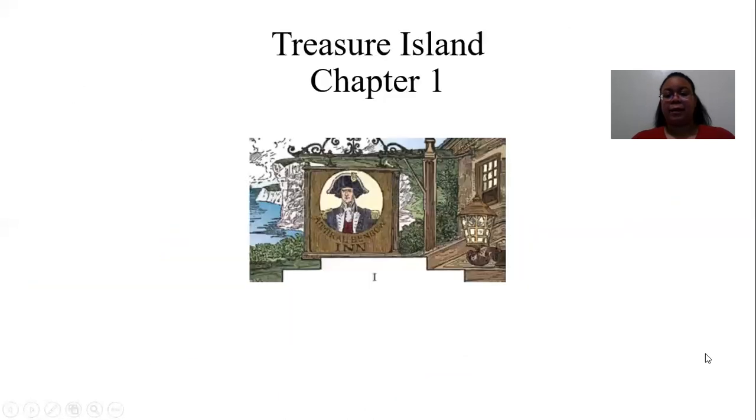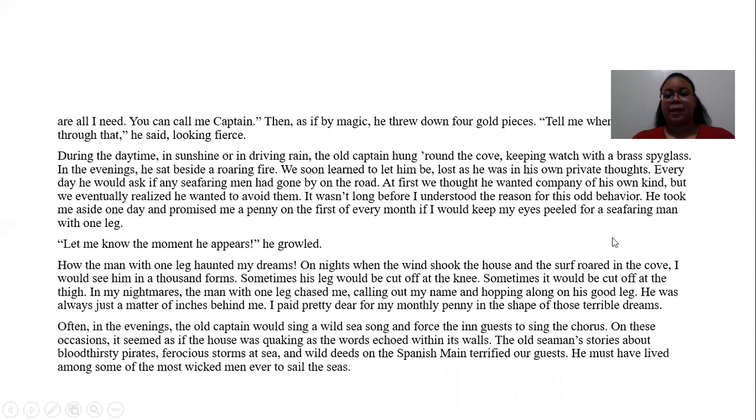Let's skip forward here. Let's find that text evidence. All right, so here we go. This second part of the paragraph, first sentence, it says, "During the daytime, in sunshine or in driving rain, the old captain hung round the cove." And here's our first detail right here, if you can see my little mouse: keeping watch with a brass spyglass. That is our first detail. That's how we know he was hiding. He was keeping watch. He was looking for something.